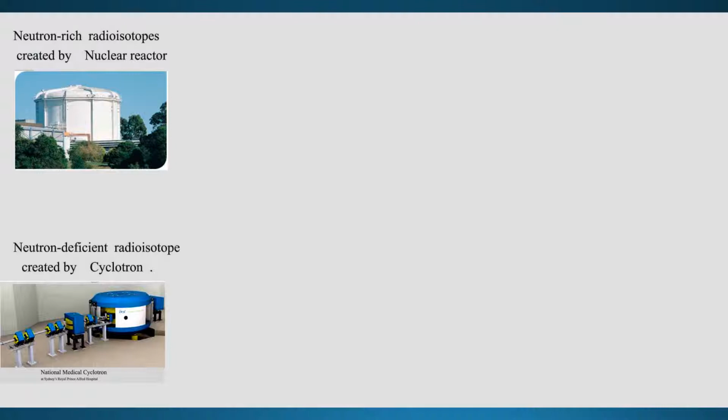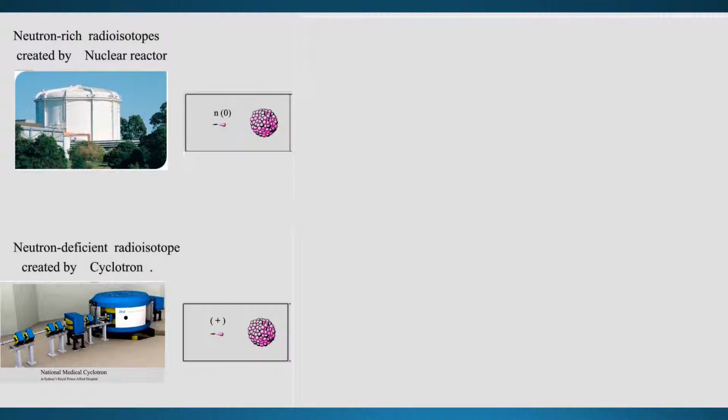Of these two types of isotope making, it is different. The top one makes neutron-rich isotopes. That is created by a nuclear reactor. The bottom one makes neutron-deficient radioisotopes. This is created by a cyclotron. How?